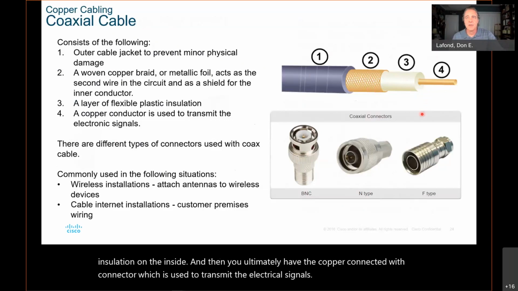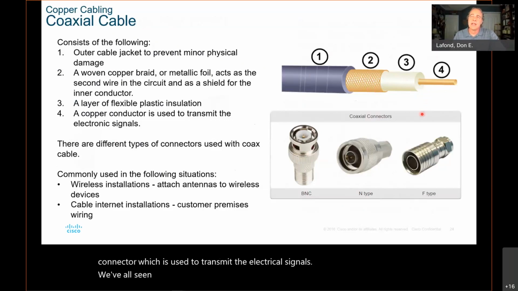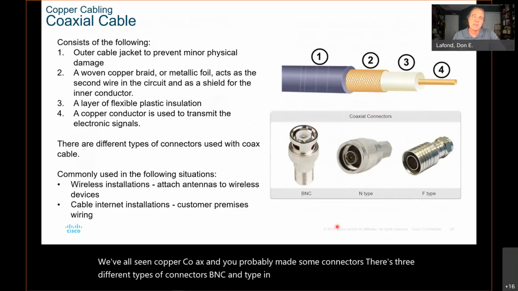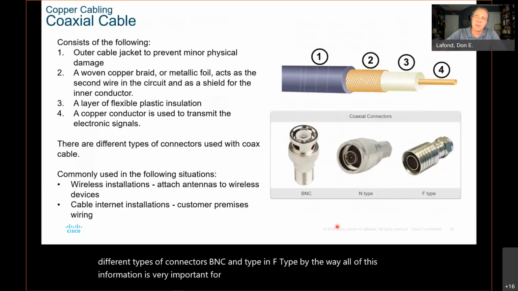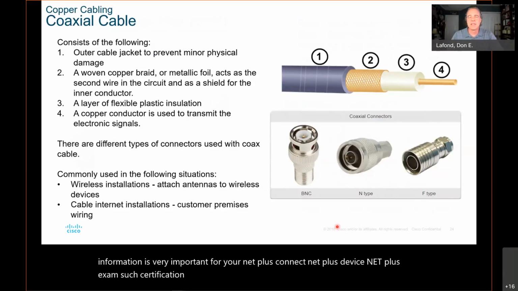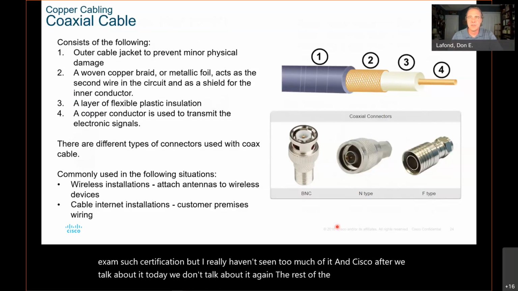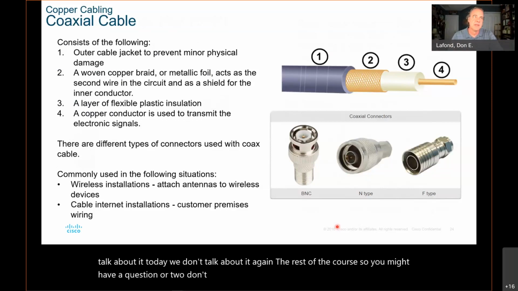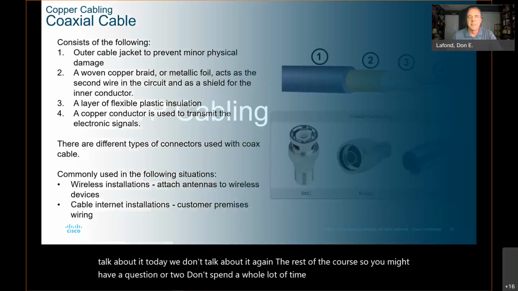We've all seen copper coax, and you've probably made some connectors. There are 3 different types of connectors: BNC, N-type, and F-type. By the way, all of this information is very important for your Net Plus exam certification, but I really haven't seen too much of it in Cisco. After we talk about it today, we don't talk about it again the rest of the course. So you might have a question or two. Don't spend a whole lot of time on these concepts.